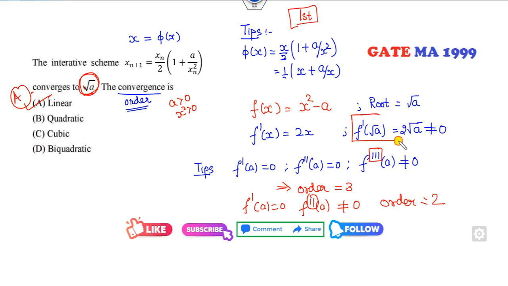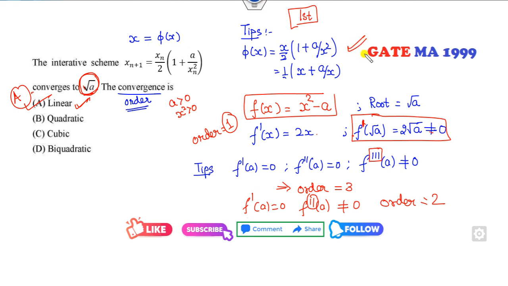Now look at that. In this case, the first derivative is non-zero. So what is the order of the convergence? 1. So what does it mean? 1 is linear. So this is the right answer. So you can apply either method. Either you can take the function f(x) and get the order as 1, or you can use fixed point iteration.